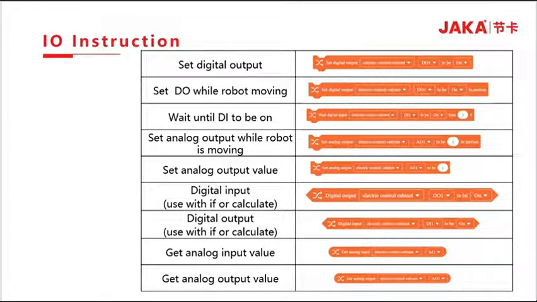Wait until digital output to be on. Judgment instructions to set a wait while executing the program. Can be used as a switch to start a specific movement of the robot, for instance.